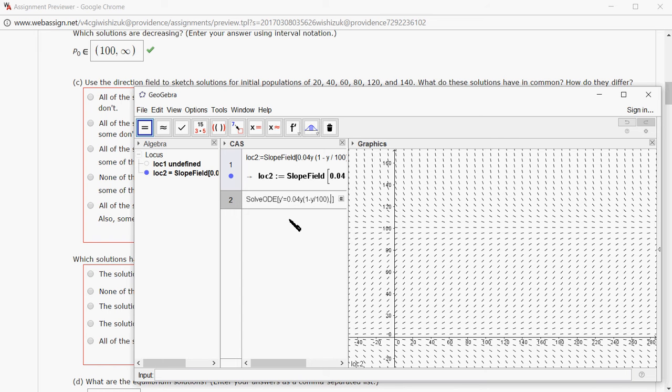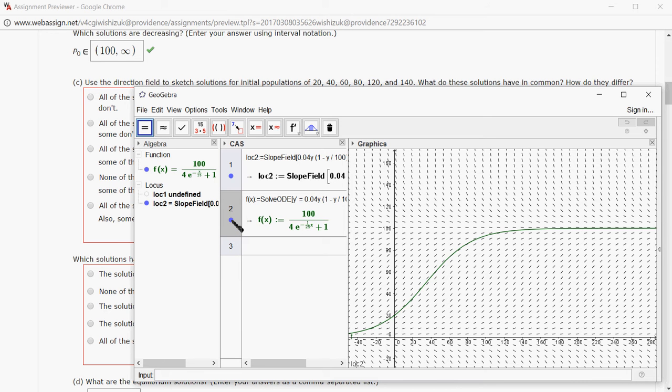Alright, the first point is going to be (0, 20), and click enter. So this is a solution curve with 20. Then we basically do this same thing here. I'm going to copy this, then just enter here. Actually, we don't need this part. Then 40, so change that to 40.